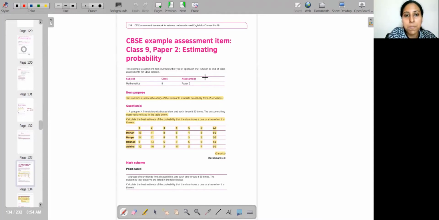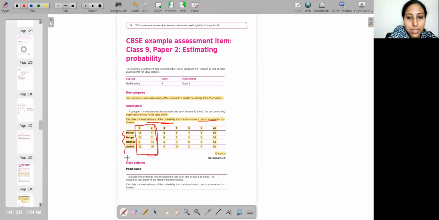Now, let's look at another type of question, which is from the calculator-based paper. In the calculator-based paper, estimate probability. So they've given a table over here, and it lists the number of times you can find a particular number when you roll a dice, when 4 different friends are rolling this dice. All right. And you can see the outcome that comes out. They're asking you to calculate what is the best estimate of probability that the dice shows a 1 or 2. So 1 or 2 means this part.